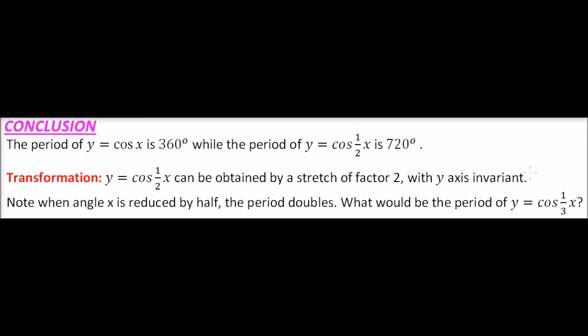What would be the period if, for example, we say y equals cos a third x? What will be the period when you compare it to y equals cos x? You can plot and see what happens.